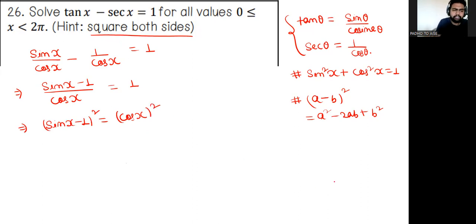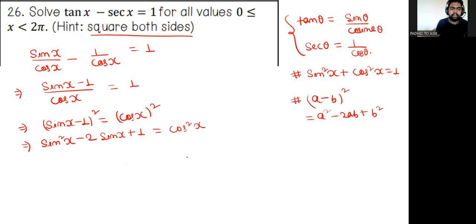If you see, this is in the formula of a minus b whole square. So I'm going to write it as a minus b whole square. This will make a square, that means sine square x. After that, minus 2ab, so minus 2 times sine x, and b is just 1, so I'm just multiplying by 1. It is not going to make any difference. Plus b square, and 1 square would be 1 at the end, and here I would be writing cos square x.